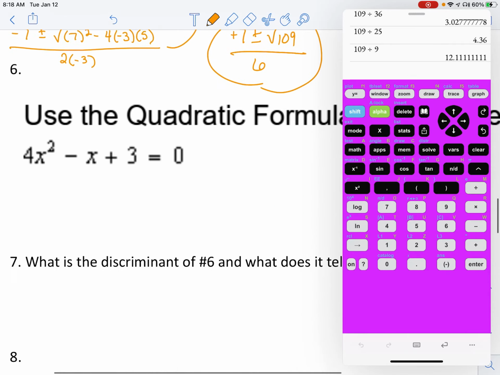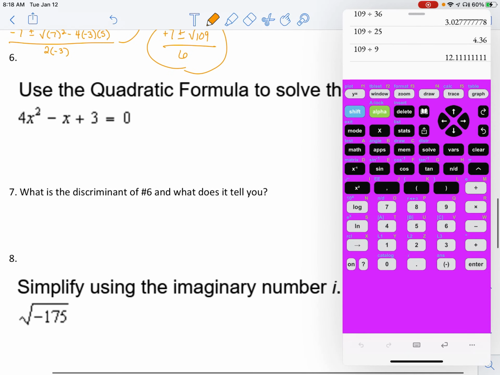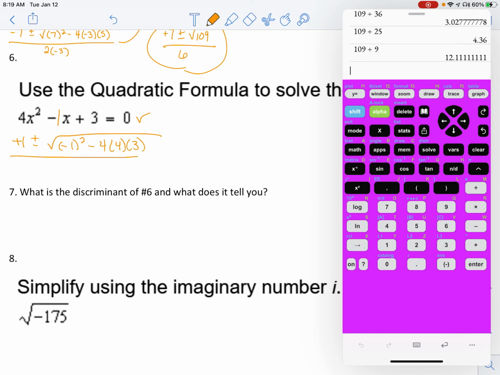Let's try that again. Hopefully we'll get an i this time. I would like you guys to practice imaginary numbers. So it's already set equal to 0. So this is a negative 1. So opposite b plus or minus square root of b squared minus 4ac all over 2a. And let's keep working that out.